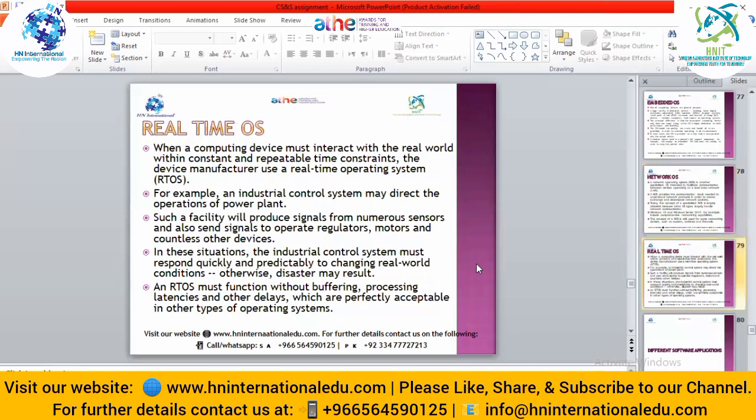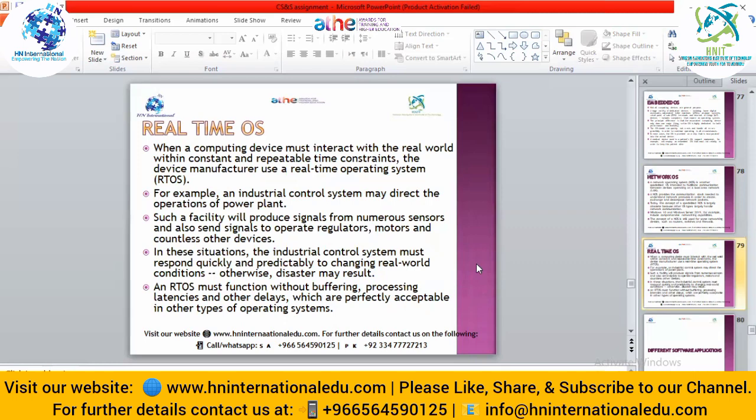Real-time operating systems are used in specialized fields, like in industrial places, where we have to use a real-time operating system that responds according to some specific activity trigger. Like if our temperature is higher than 20 or 30 or 240, we have to set the point that will start alarming. Or also, for example, an industrial control system may direct the operations of a power plant.